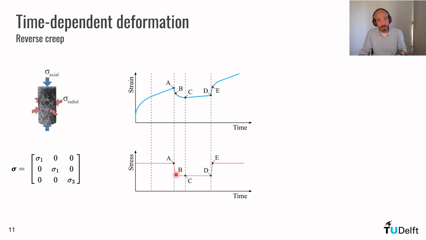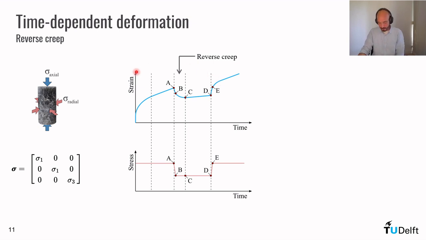But from B to C, the stress is constant, but the material continues to recover. So the strain continues to decrease until point C. And from point C to point D, the stress is still constant, but the material continues to increase. So this additional recovery from point B to C is what we call reverse creep. This is what we call reverse transient creep because it occurs when we unload the sample.